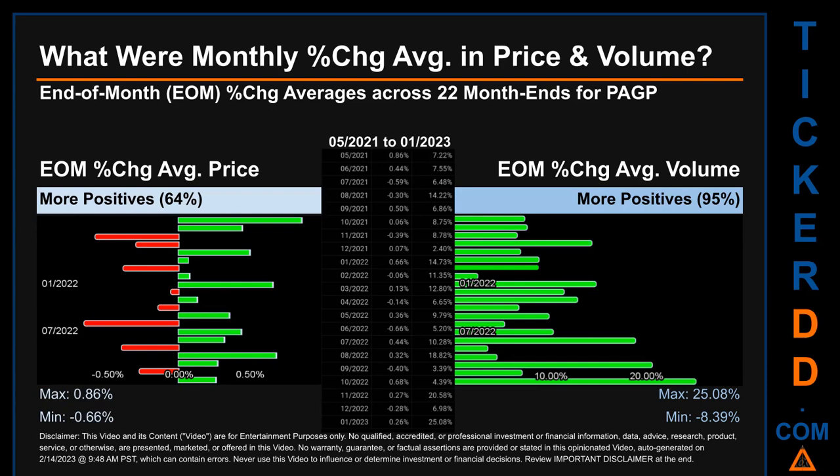Price saw an end-of-month max of 0.86% in average percentage change along with a minimum of -0.66%. For volume, the maximum and the minimum monthly percentage change were respectively 25.08% and -8.39%.